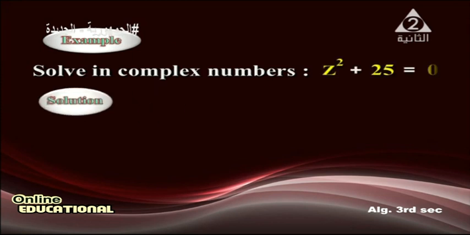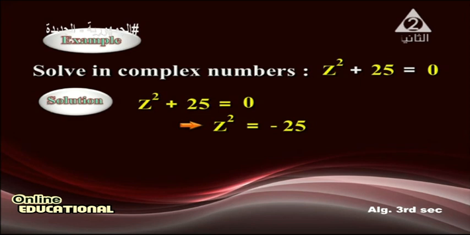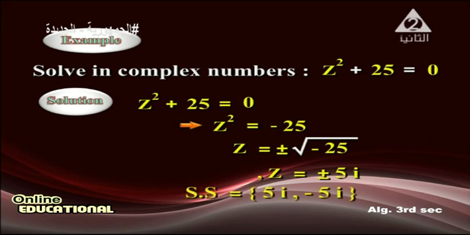Solve in complex numbers: z power 2 plus 25 equals 0. We know that in real numbers there is no solution, but in complex numbers, z power 2 equals negative 25. Therefore, z equals positive or negative square root of negative 25, which is positive or negative 5i. Why? Because square root of negative 25 equals square root of 25 times square root of negative 1, and we know square root of negative 1 equals i. Z equals positive or negative 5i. Solution set: 5i, negative 5i.